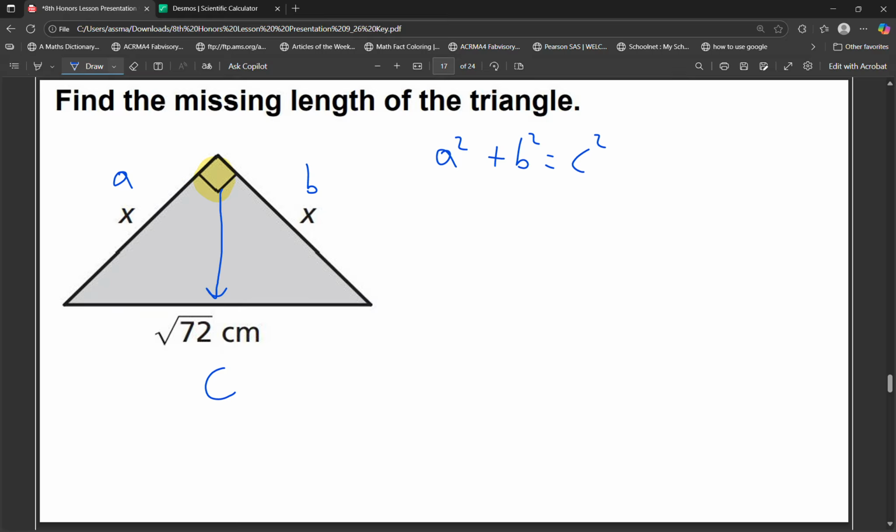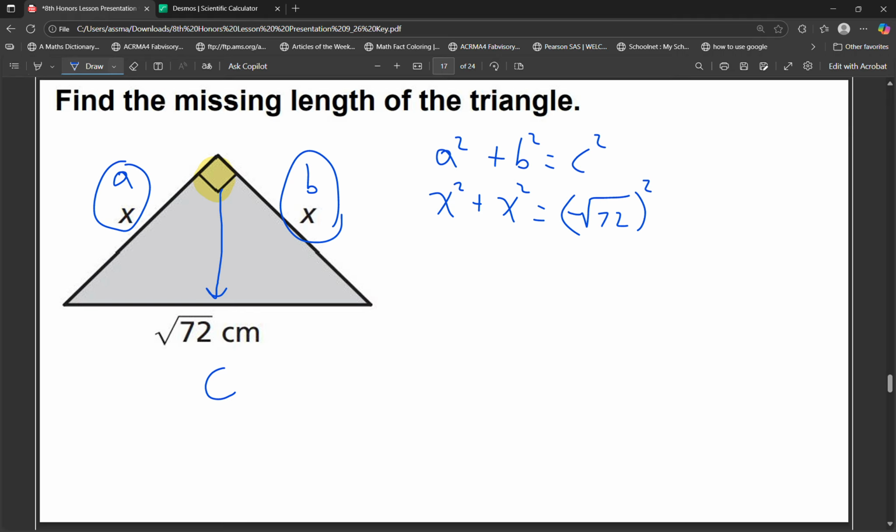So then my A over here is X, so I'll have X squared. And then my B is also X, so I'll have plus X squared is equal to, and then C squared, it's going to look a little funky, but it's going to be the square root of 72 squared, okay?